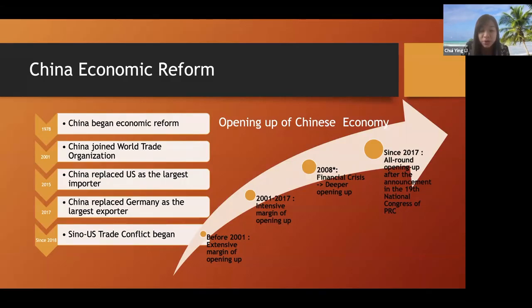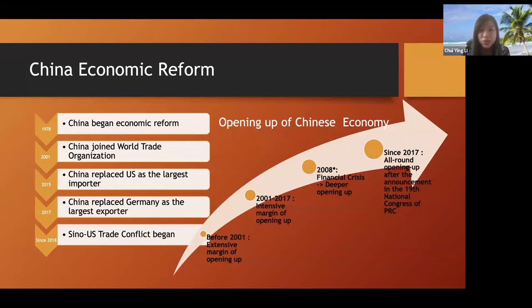Meanwhile, in 2008, you shall remember the shocking financial crisis worldwide. Luckily, China was not hit the most and had deeper opening up. Therefore, in 2015, China replaced the US as the largest importer. Since 2017, the 19th National Congress in China announced the economy is all round opening up.